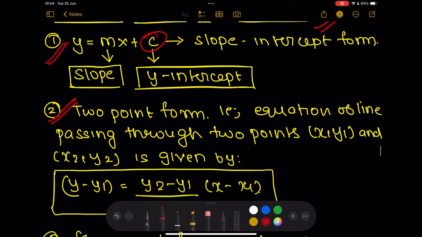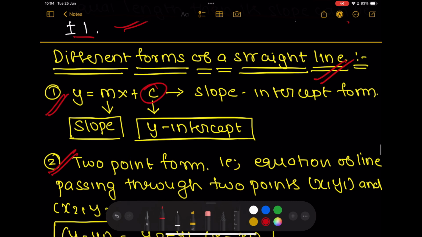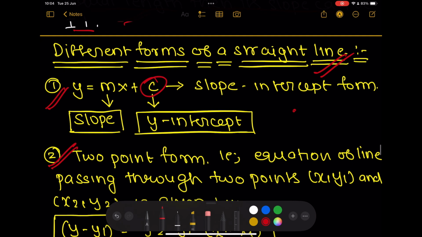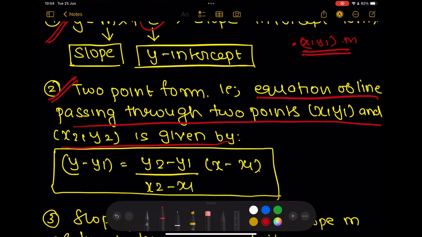And the second one is two-point form. Now what is two-point form? This is a very important thing, right? Before this we used to learn something called one-point form, which is basically if you're given a point through which a line passes and you're given the line's slope, then you will be able to write the line's equation. Similarly, this is two-point form. The equation of a line passing through two points (x1, y1), (x2, y2) is given by y - y1 = ((y2 - y1)/(x2 - x1))(x - x1), where (y2 - y1)/(x2 - x1) is the slope of the line.